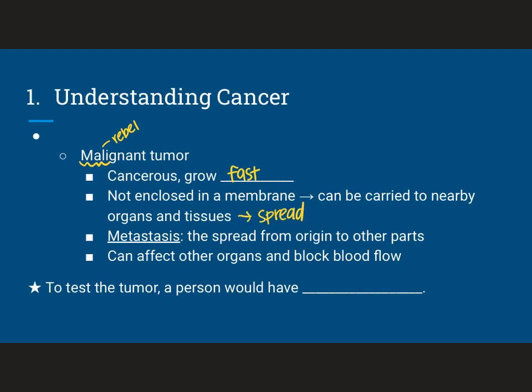When cancerous tumors spread into different parts of the body, it's called metastasis. And it is dangerous mainly because it can affect other organs and also block the blood flow, and it's also harder to remove them with surgical methods. Whenever a person has a tumor, in order to find out if it's malignant or benign, they'll have to have a biopsy, which is basically testing a small sample of cells to see if they're cancerous or not.